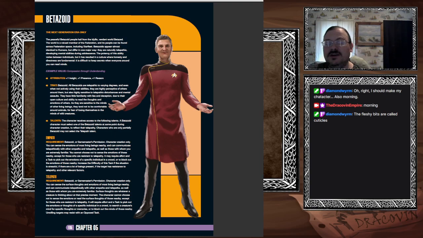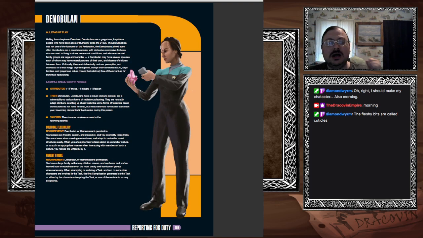So Betazoids from Betazed are very interesting, a very interesting one also to choose to play. Denobulans, from Denobula, are a very gregarious, very personal people. They've been allies with humanity for a long time. They didn't join the Federation originally, but soon after the Federation formed, they were one of the first groups to join it.